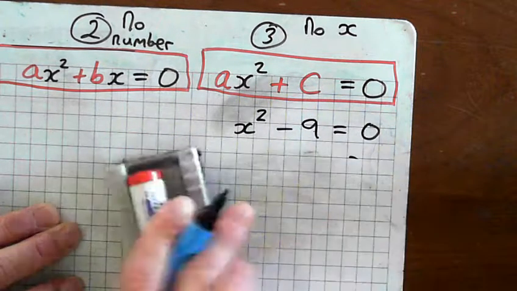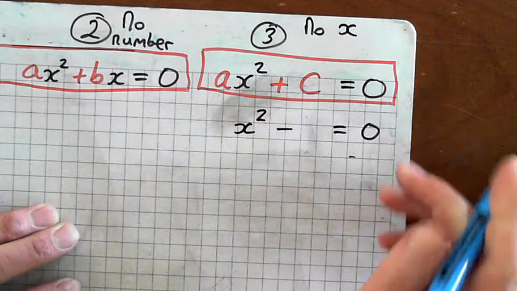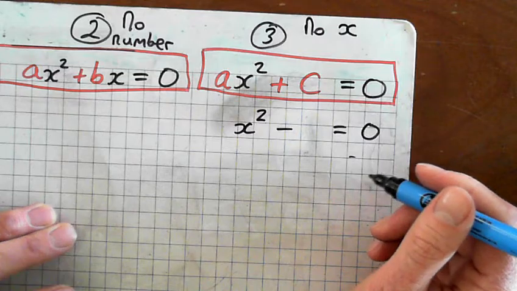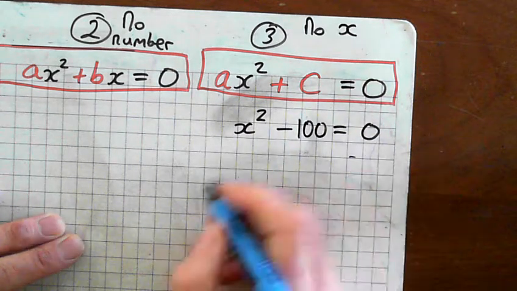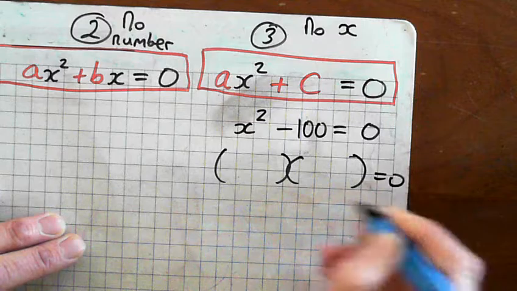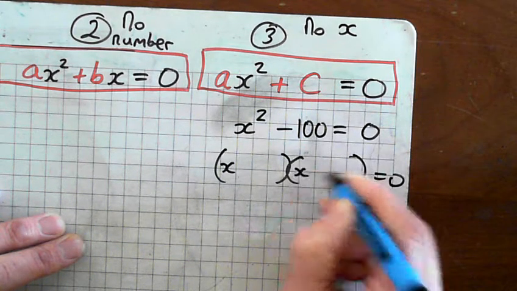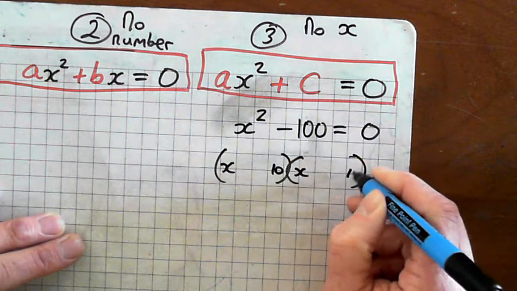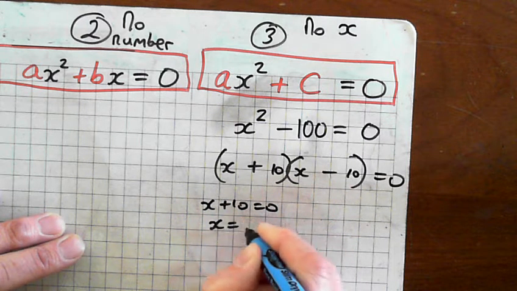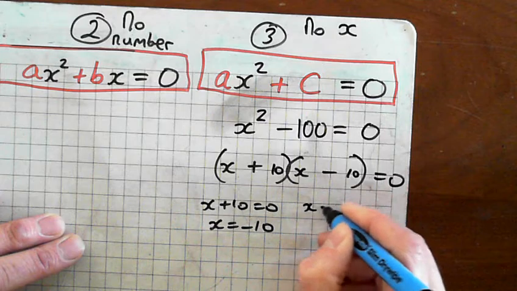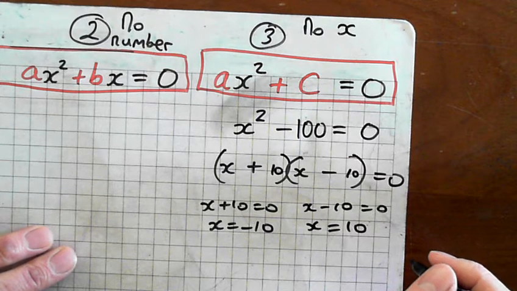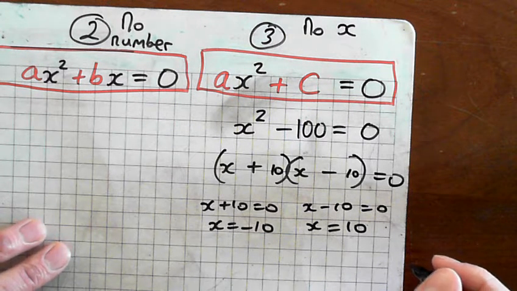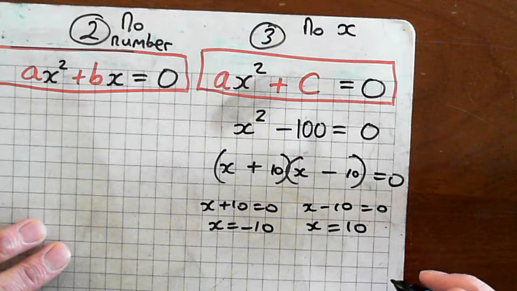Alright, so it's very easy for me to make up. Give me another square number. 16. 10 times 10, 100 is a square number. Right, so how do you do this one? Factors of x squared are x times x. 100 is 10 times 10, a plus and a minus. X plus 10 is equal to 0, x is equal to minus 10. X minus 10 is equal to 0, x is equal to 10. That's it. Very easy.